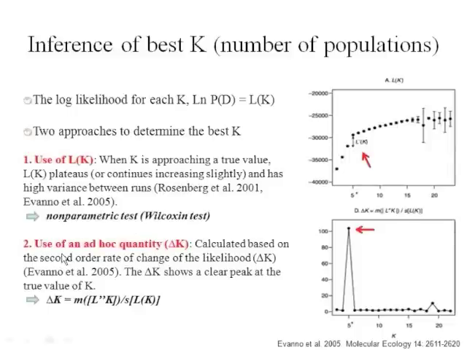The second approach to identify the best K is to use the ad hoc quantity, delta K. In this method, when you plot the delta K value, you will see a clear peak at the best K, shown in the bottom graph.